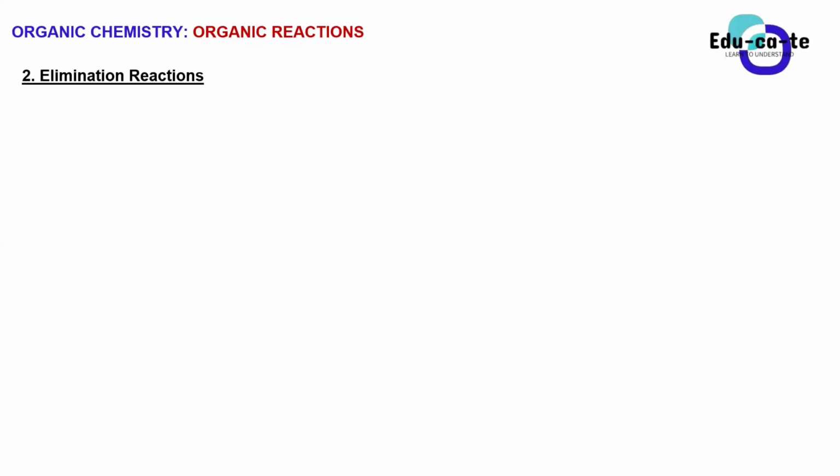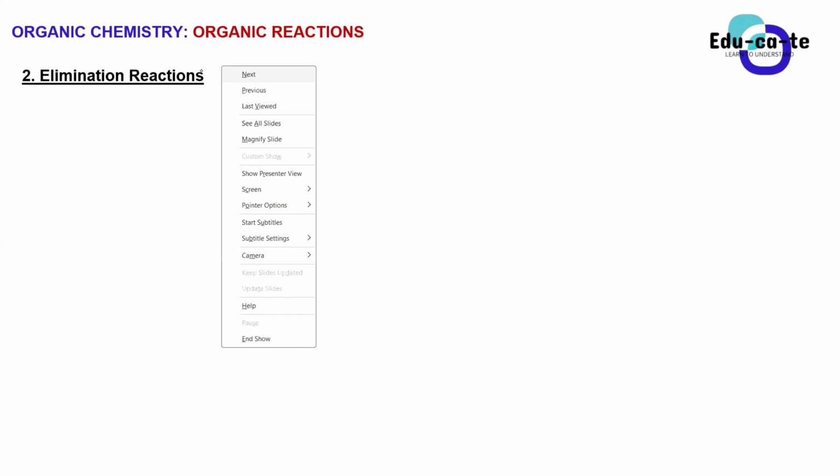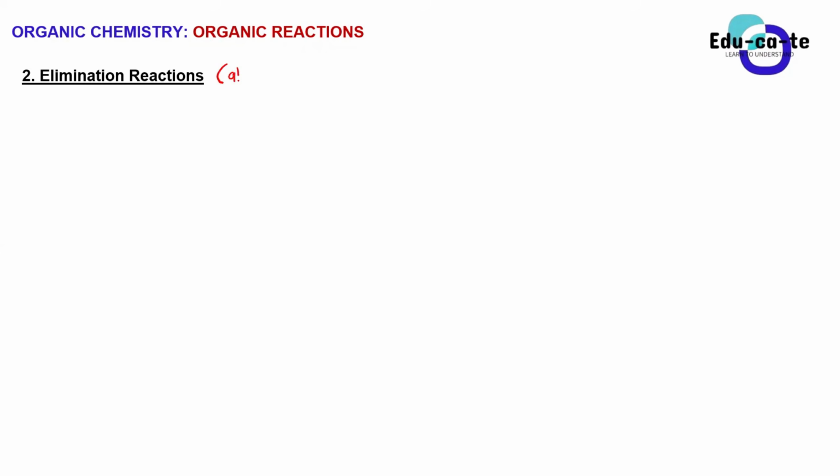Remember guys, when we talked about addition reactions, we said that those reactions happen specifically on alkenes, right? But elimination reactions can happen on alkanes, haloalkanes, as well as alcohols. So these three groups of organic compounds are the ones that can undergo elimination reactions.